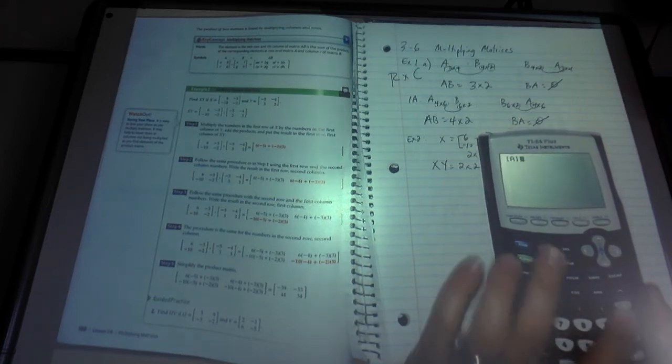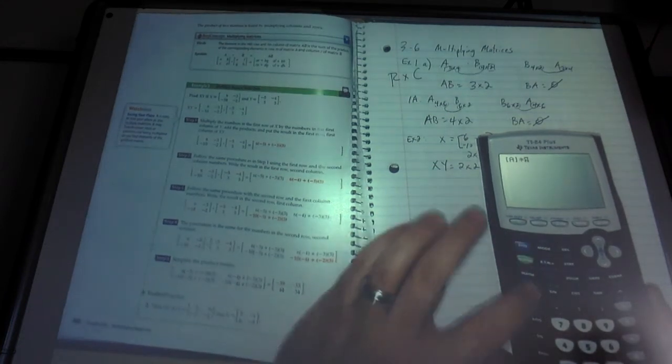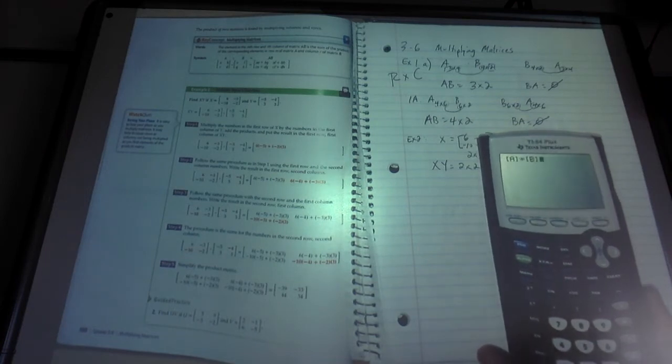And you can hit times, or you really don't even have to do that. But we're multiplying it, so I'm going to hit it. I'm going to call up the second matrix, which I can do by going to names and picking the second one. I can either hit 2, or I can arrow down to matrix B, but there we go. That's technically x times y, and we get an answer.